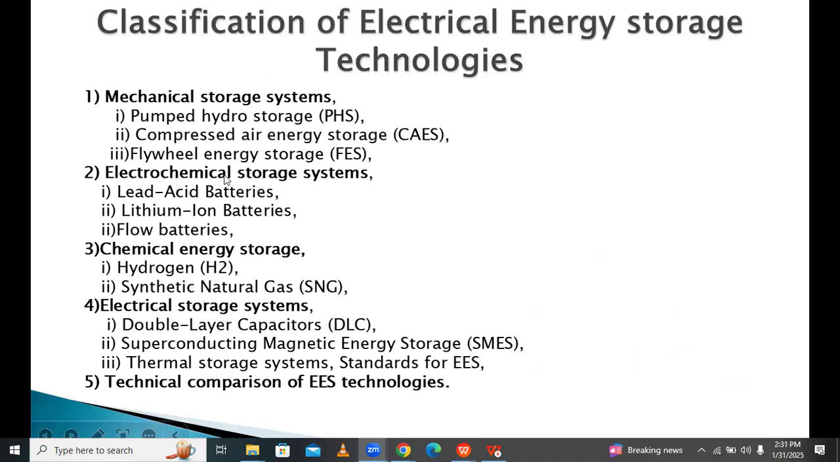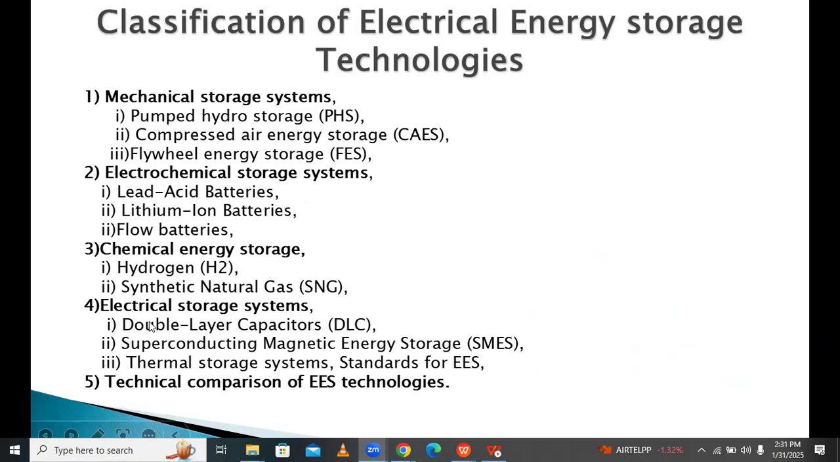Okay. The next, electrochemical storage systems. Electrochemical reactions take place inside these storage systems, electrical and chemical reactions. Examples are lead acid batteries, lithium ion batteries, flow batteries. And the next, chemical energy storage systems, generally hydrogen, H2, and synthetic natural gas. These two come under chemical energy storage systems.